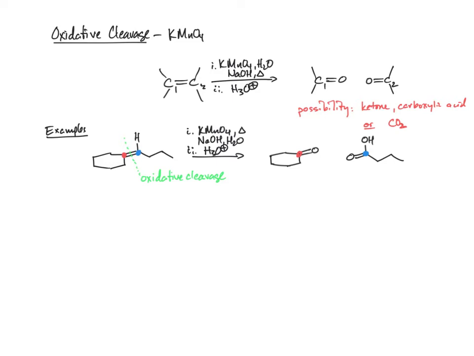So again, I'm not going to show you the mechanism of how that happens. It gets pretty involved, but I want you to just follow the logic. When you're identifying the two sp2 hybridized carbons, you look at the substituents. If they're both carbon, you always end up with a ketone. If one of them is hydrogen, you do not end up with the aldehyde because that gets further oxidized to the acid.